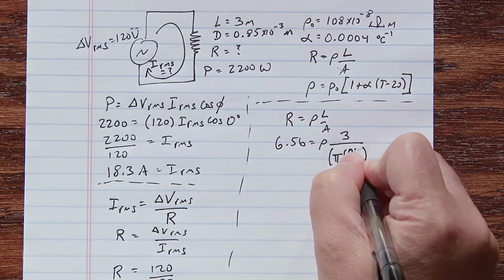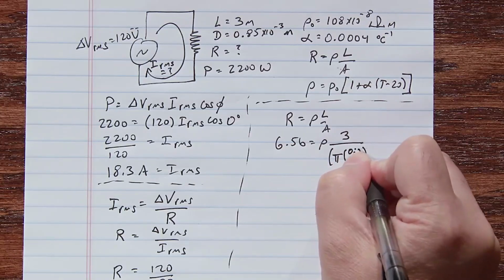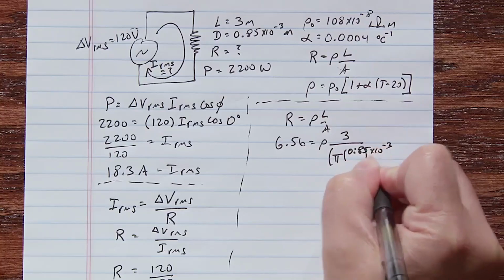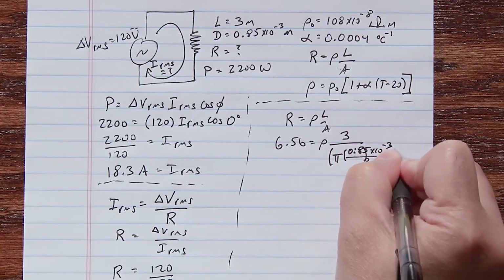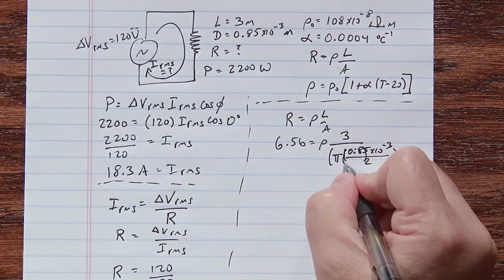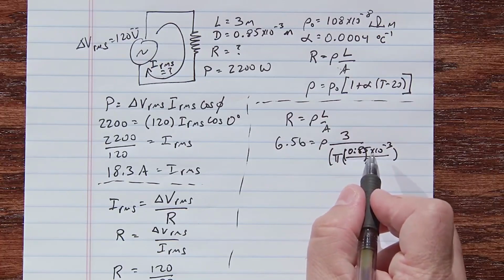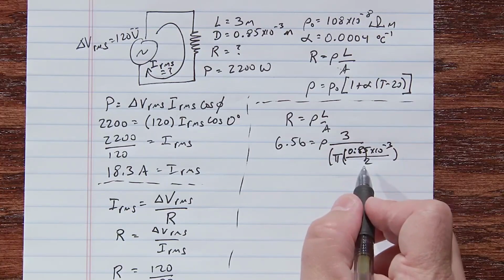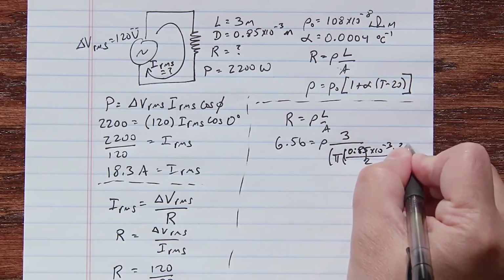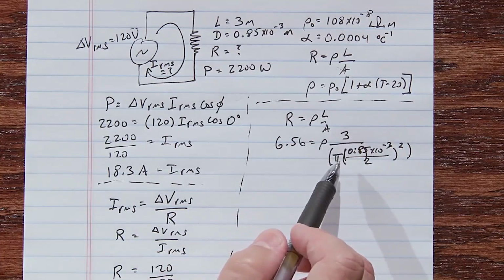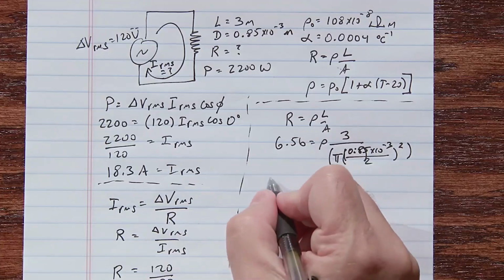Actually, I'm going to need more space. 0.85 times 10 to the minus 3 divided by 2. There we go. Sorry, that's 0.85 times 10 to the minus 3 divided by 2. And we'll square that, and then we need to divide everything by that. Let's go ahead and calculate what 3 over pi r squared is.